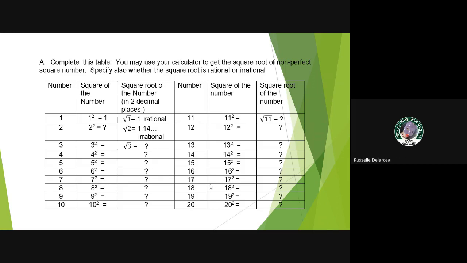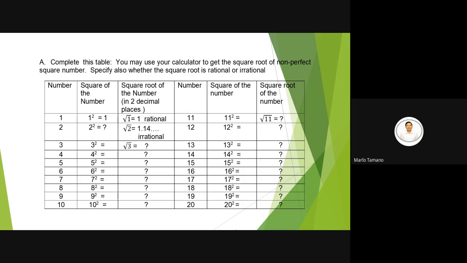So, ipagpatuloy natin, 10, 11, 12, 13, 14, 15. Lahat yon ay irrational ulit. So, use your calculator to get the square root of them. The square root of 16 is 4. Mula 17, 18, 19, 20, 21, 22, 23, 24, irrational ulit. Yung 25, rational. So, ibig sabihin, nasa pagitan lagi.